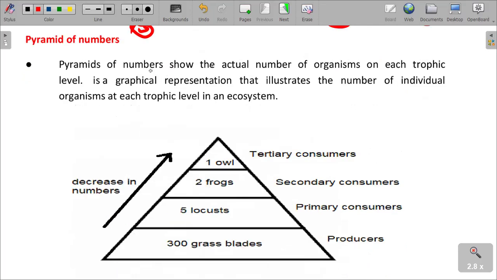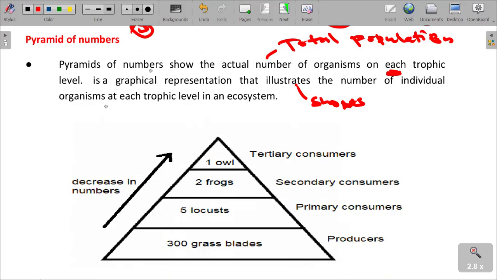The pyramid of numbers shows the actual number of organisms. We are talking about total population at each trophic level. Don't forget that we are talking about population at each trophic level, and it's a graphical representation that shows the number of individual organisms at each trophic level in an ecosystem.